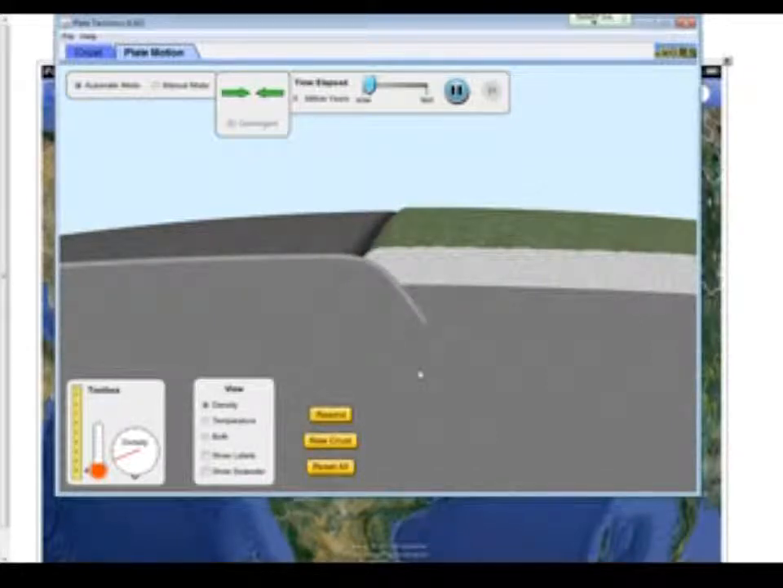Whoa, look at that! See this ocean crust coming down? It's getting sunk. Let's speed it up a little bit. So it's getting sunk here. Oh, and look what happens. This is actually volcanoes being formed.